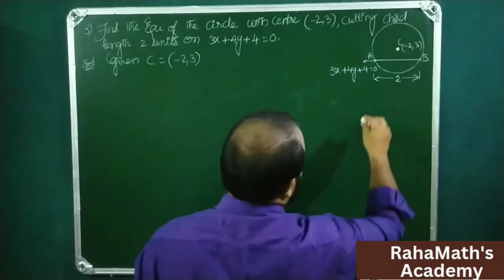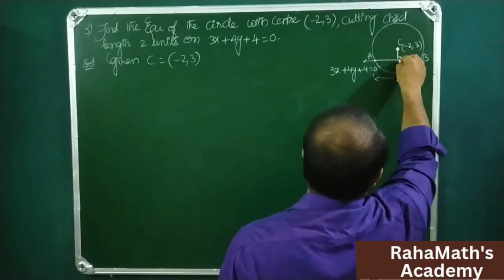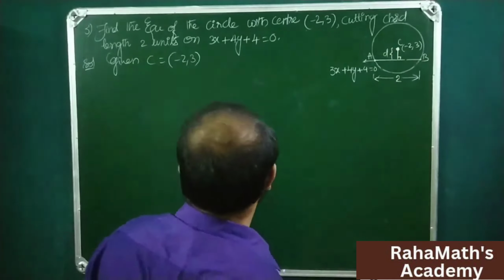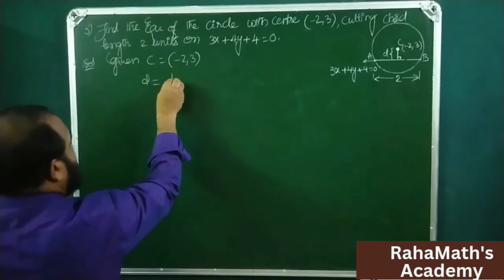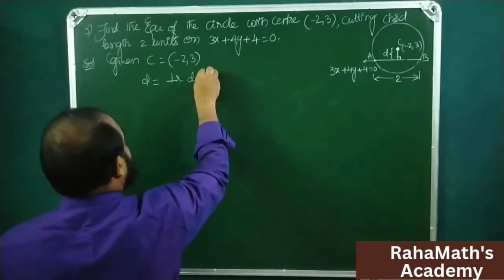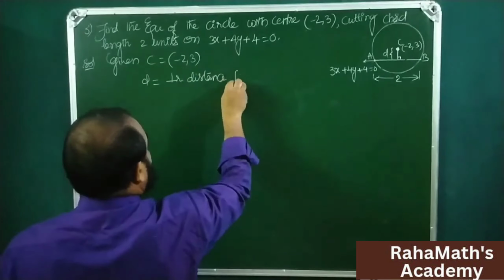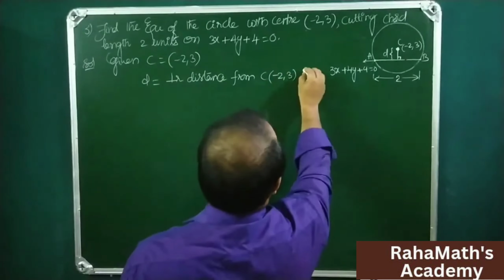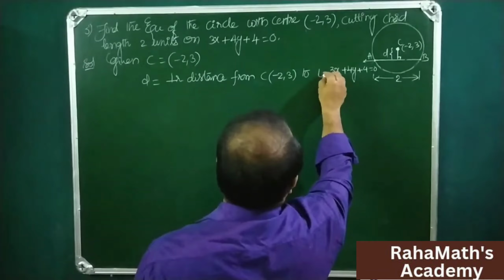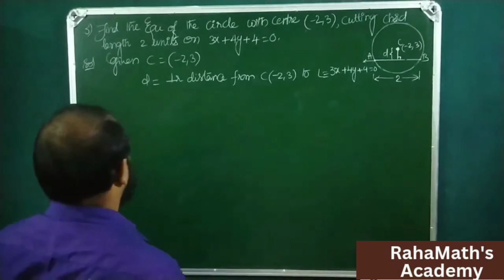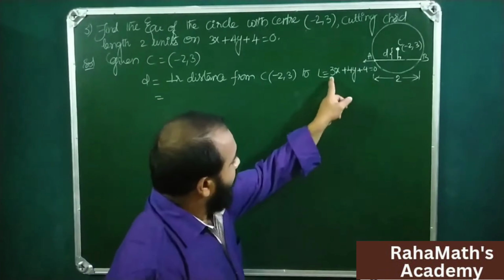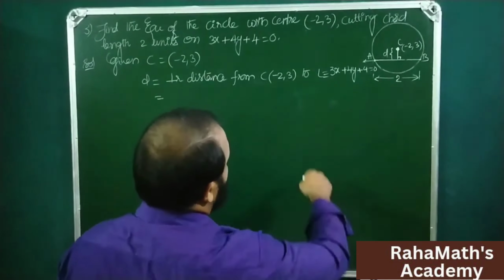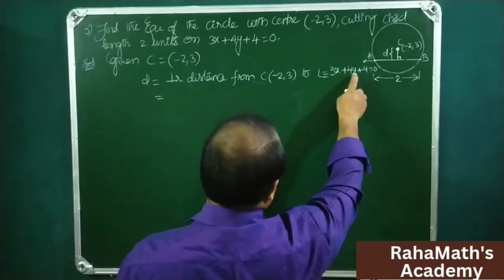This is the perpendicular distance from the center of the circle to the line. Let us suppose this is d. So d is equal to the perpendicular distance from center C (-2, 3) to the line 3x + 4y + 4 = 0. That means ax + by + c = 0 and the point (x1, y1). So the perpendicular distance is modulus of (ax1 + by1 + c) by square root of (a square + b square).